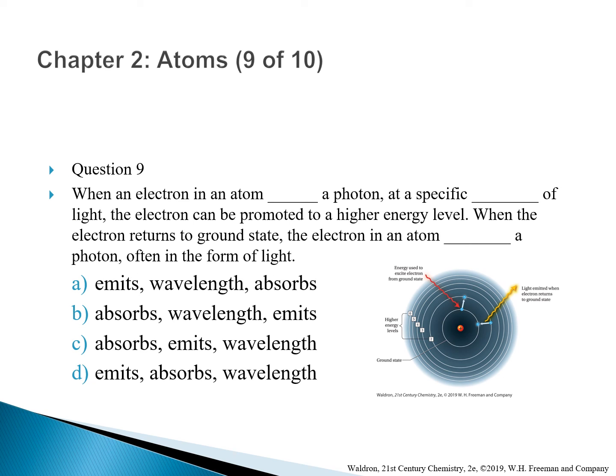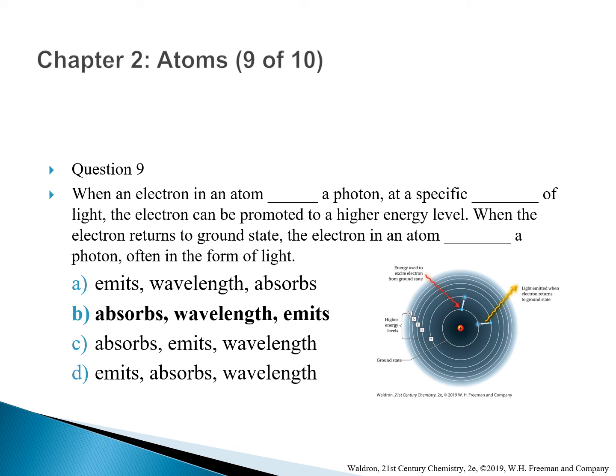Question number 9, fill in the blanks. When an electron in an atom blank a photon at a specific blank of light, the electron can be pumped to a higher energy level. When the electron returns to the ground state, the electron in an atom blank a photon, often in the form of light. Choice A, emits, wavelength, absorbs. B, absorbs, wavelength, emits. C, absorbs, emits, wavelength. D, emits, absorbs, wavelength. Please pause your video here.